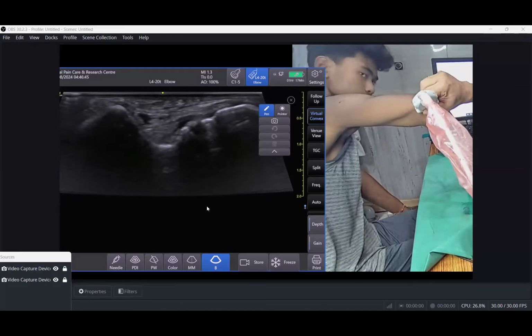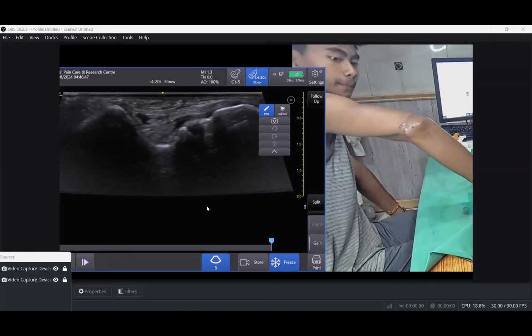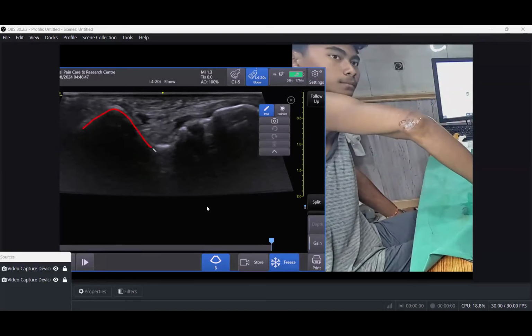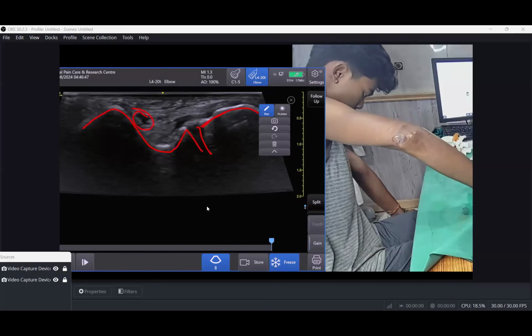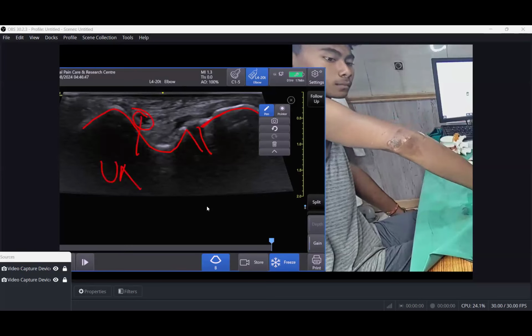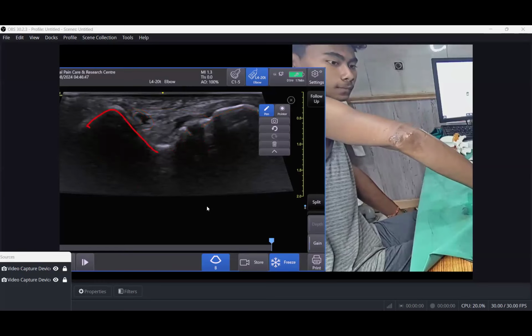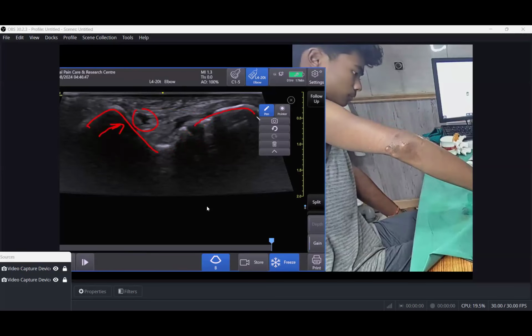If I freeze this, here you can see this one is the medial epicondyle, and this is the elbow joint. Here this one is the ulnar nerve. This one is the ulnar nerve in the cubital tunnel. This is the medial epicondyle. The ulnar nerve will be closely associated with the medial epicondyle, and this is the olecranon process.